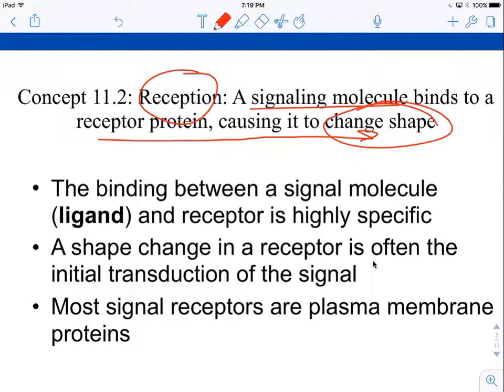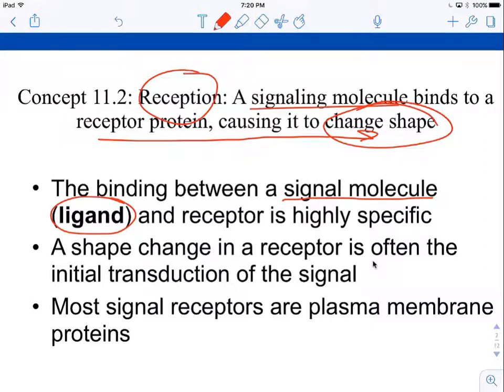And of course, if we're changing the structure, we're going to change the function. So structure and function is like hinges on this whole entire signal transduction pathway, okay? So first what happens is some kind of a signal molecule, which we call a ligand. It's another name for a signal molecule.